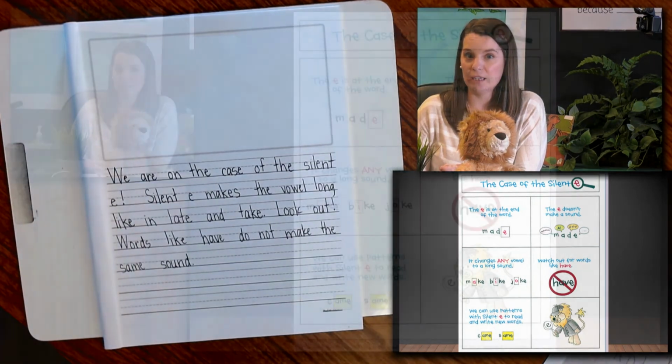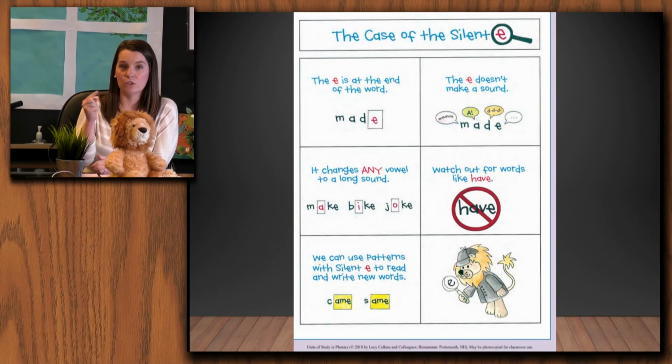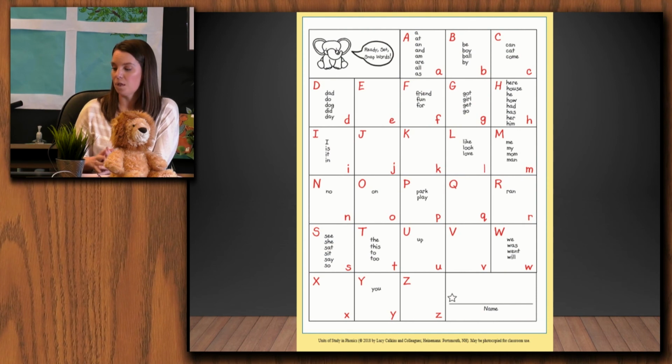When you are reading and writing today, make sure you use your case of the silent E document that's in your ELA packet to help you know that the E is at the end of the word, the E doesn't make a sound, it changes any vowel to a long vowel sound. Look out for words like have. They don't follow the rule. And we can use patterns with silent E to read and write new words. You are going to practice reading your word wall. You're going to use this also to help you when you are reading and writing today.